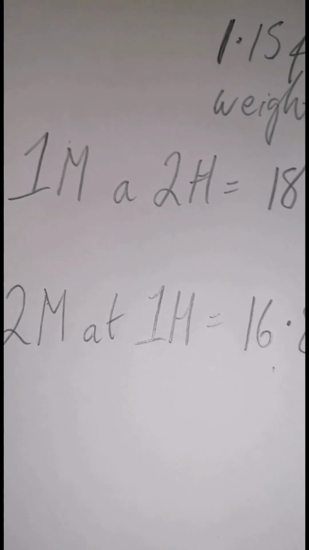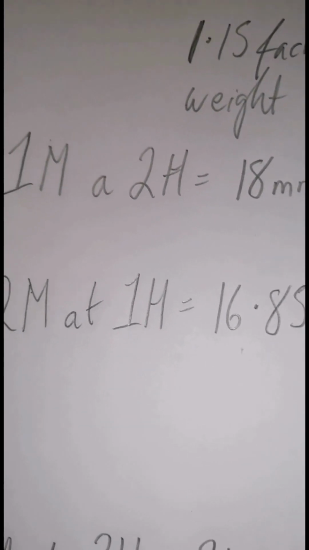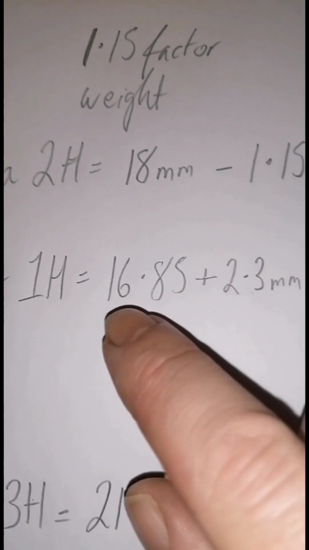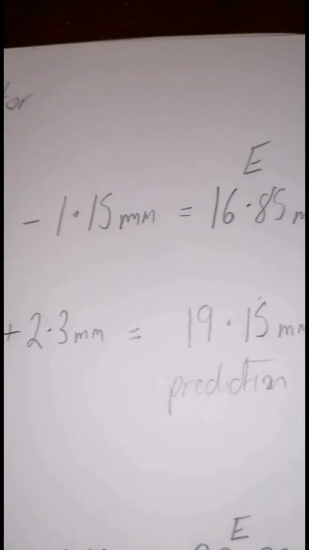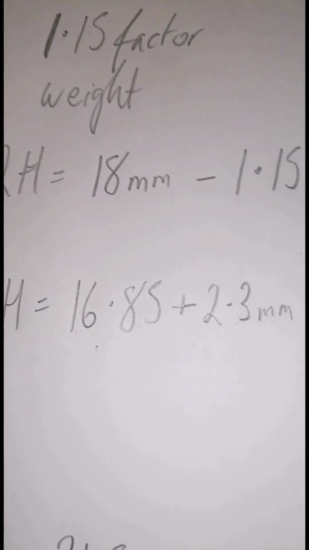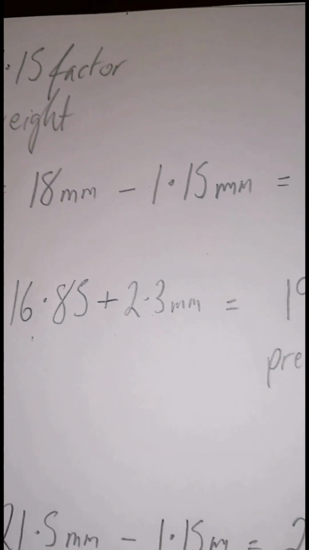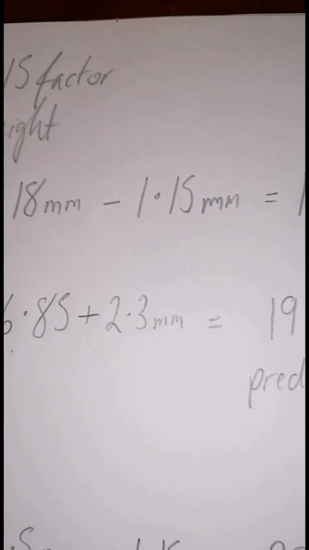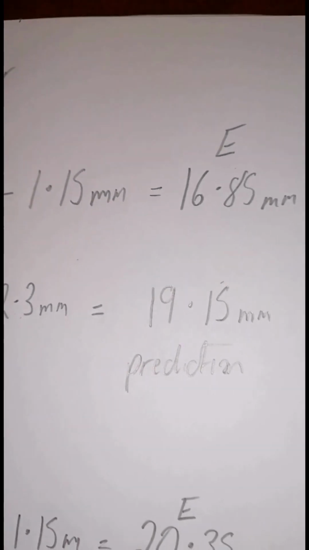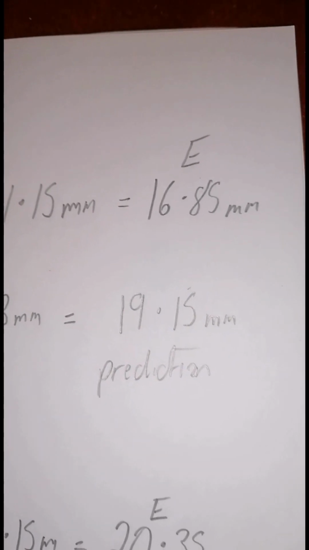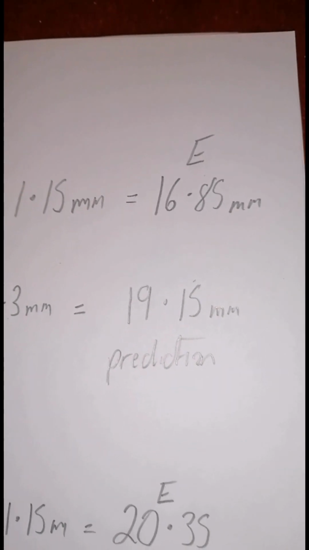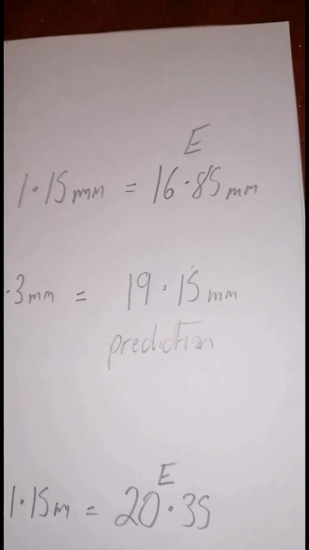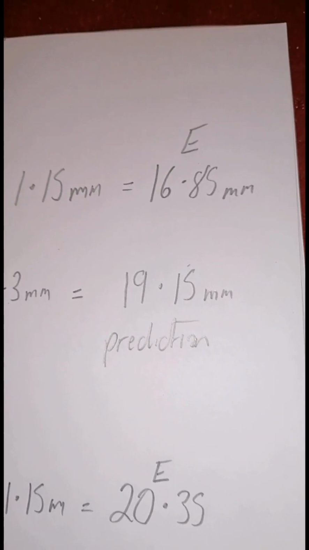So in the case of the 2 mass, if we were to make a prediction, we've got the 2 mass dropping at 1 height. It would be the same energy, so we've got 16.85 plus the factor of the weight compression, so 2.3 added. So we could predict roughly that it's going to compress around about 19.15 millimeters. So we'll run that one and see how close to the prediction we are.